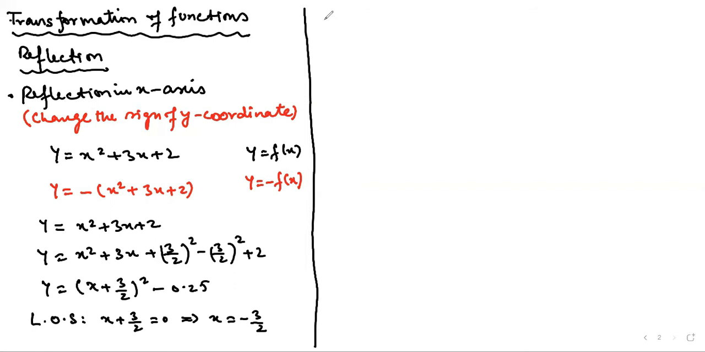Now we will find the minimum value of y, which is minus 0.25. The turning point, vertex, minimum point, or stationary point of this curve is minus 3 by 2, comma, minus 0.25. Is there any confusion?